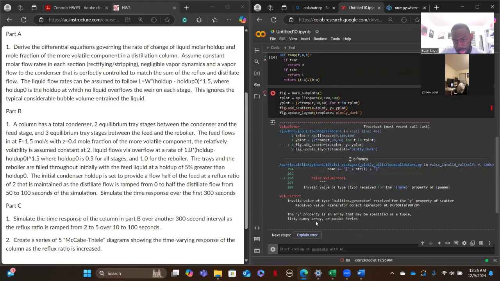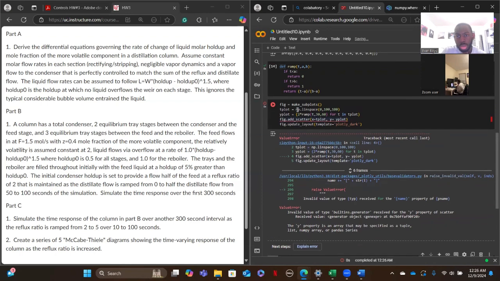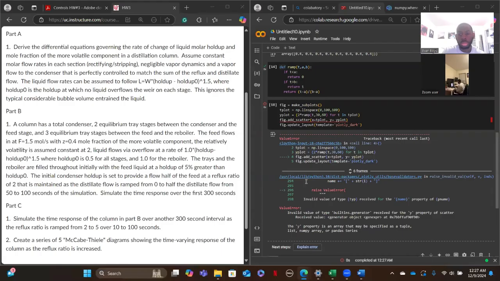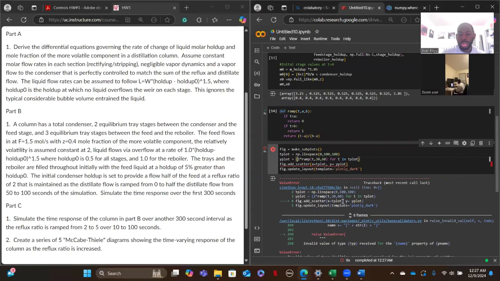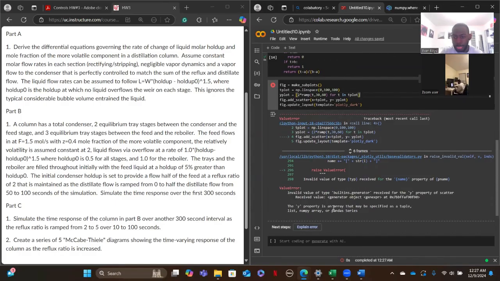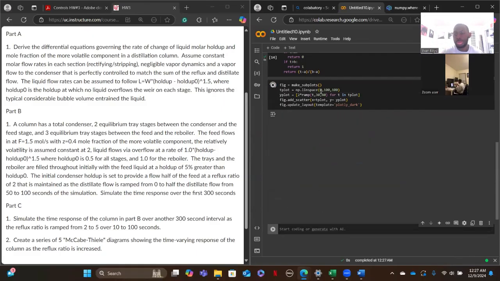If Y properties is an array, it may be specified as a tuple, list, NumPy array, or pandas series. So this is a tuple. No, where are we getting that from? Let me check this. Be right back. Small mistake again. This has to be in a list. Makes sense. Yeah, like it says here, it needs to be a list, an array.